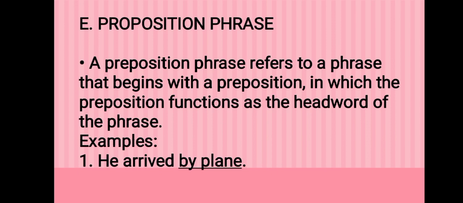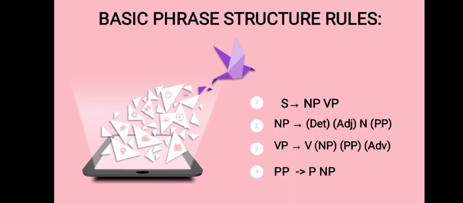Preposition phrase. A preposition phrase refers to a phrase that begins with a preposition, in which the preposition functions as the head word of the phrase. Example: he arrived by a plane. Okay, now let's talk about basic phrase structure rules. It can be seen in the rules number 1 to number 4. That is the basic phrase structure rules.